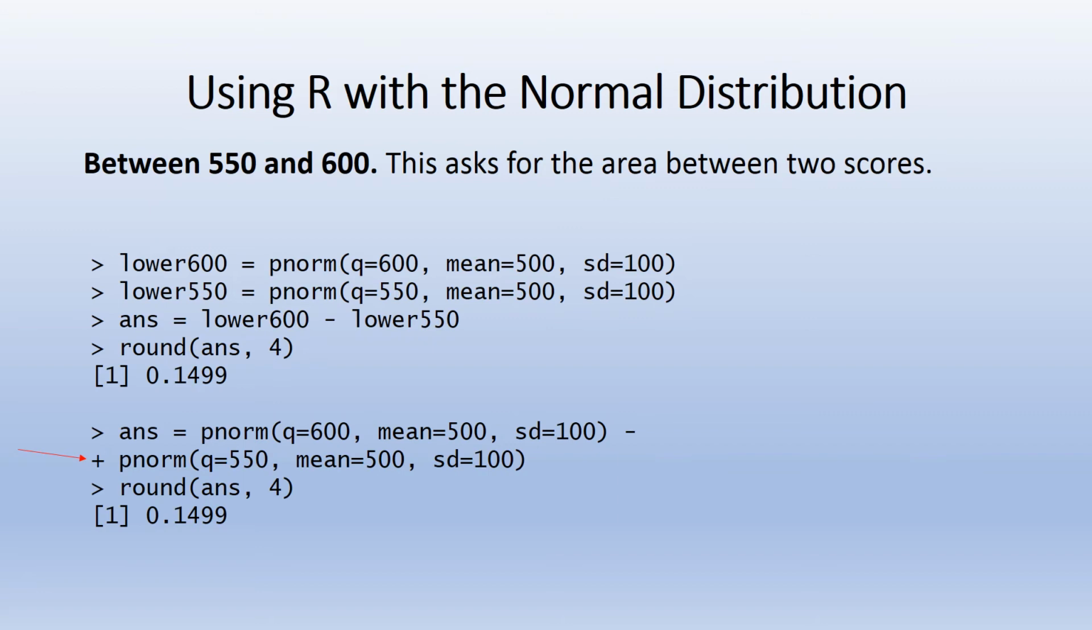Actually, there's a simpler way to do this. You can subtract the pnorm function for 550 from the pnorm function for 600 with one operation. The statement was too long to fit on one line, so I hit return and continued on the next line. That's why the plus sign is shown in the output. It tells you the line is being continued.